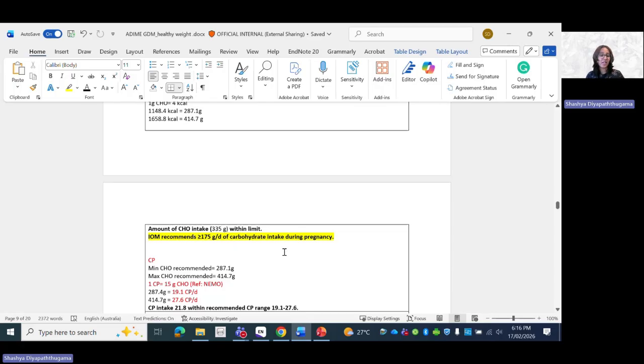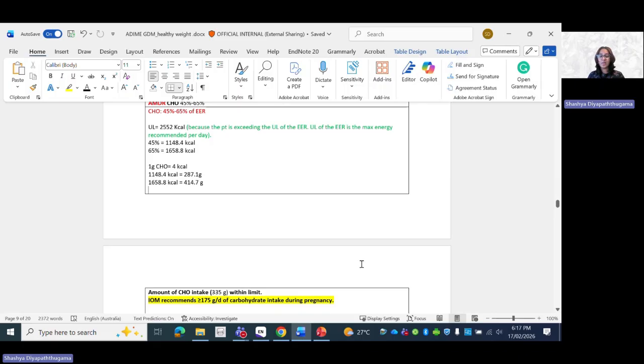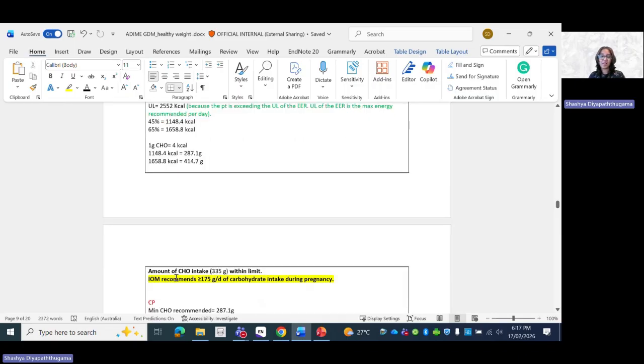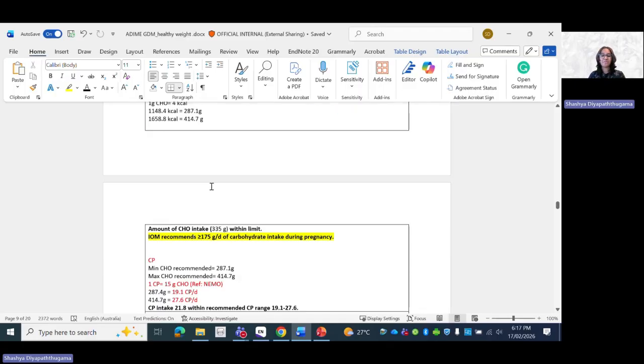And we had another recommendation, if you can remember from the previous presentations. The IOM recommends a carbohydrate intake. They recommend not to reduce the carbohydrate intake below 175. So they say 175 or above is better. And if it drops further, that would have undesirable consequences. So in this case, she is above this level, but there is no recommendation for an upper limit in the IOM. So we have to go with this calculation for that.